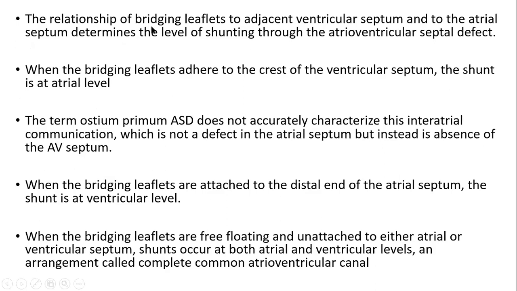The relationship of the bridging leaflet to the adjacent ventricular septum and to the atrial septum determines the level of shunting across the AV septal defect. So the bridging leaflet can be adhered to the ventricular septum, and then it leads to only atrial shunting. The term ostium primum ASD doesn't actually characterize this type of AV communication, because it is not a defect in the atrial septum. It is due to absence, no development, of the AV septum.